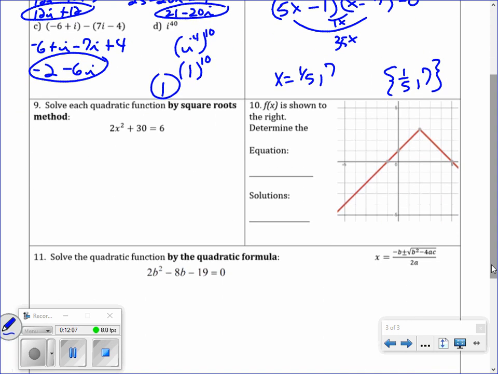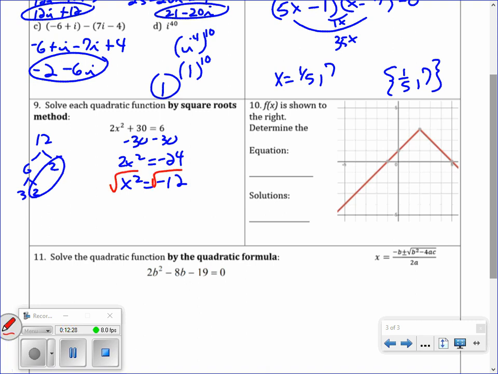All right, number 9, solve by square roots. So if I'm going to do square roots, that means I have to get the x squared alone. So I'm going to take away 30, get 2x squared equals negative 24, divide by 2, x squared equals negative 12. I'm about to do the square root of 12, so let me break that down. 6 and 2, 3 and 2. So I got a pair of 2's. So when I do my square root, I will get x equals plus or minus. There is an i, so I'm going to pull out an i and have radical 12. Well, like we discovered over here, I get 2 radical 3. So my answer is plus or minus 2i radical 3.